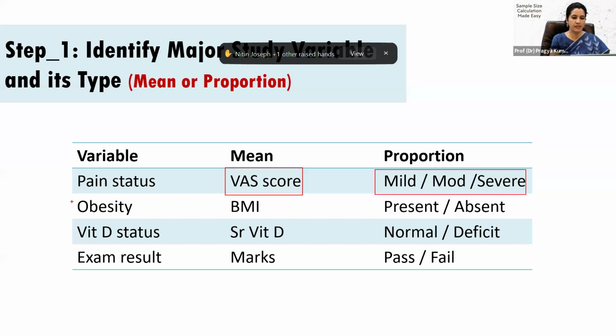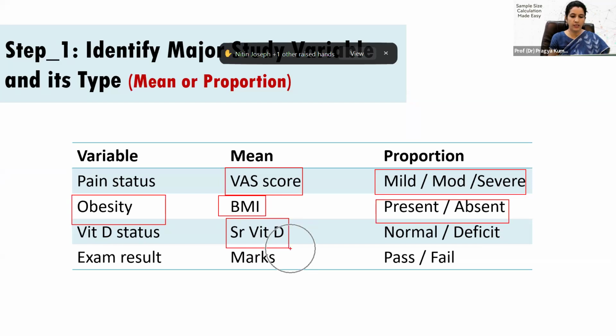Then coming to obesity, if I am measuring obesity as a BMI, then this is a quantitative measurement, which is a mean. But if I am categorizing this as obesity present and obesity absent, then it is a categorical variable or the proportion. If I am measuring the vitamin D status and I have measured the serum vitamin D level, so the absolute value of that serum vitamin D will be measured as mean. But if I'm classifying that based on cutoff as normal or deficit, then I am converting this continuous variable into a categorical variable. So for continuous variable, we use mean, and for categorical variable, we use proportion.